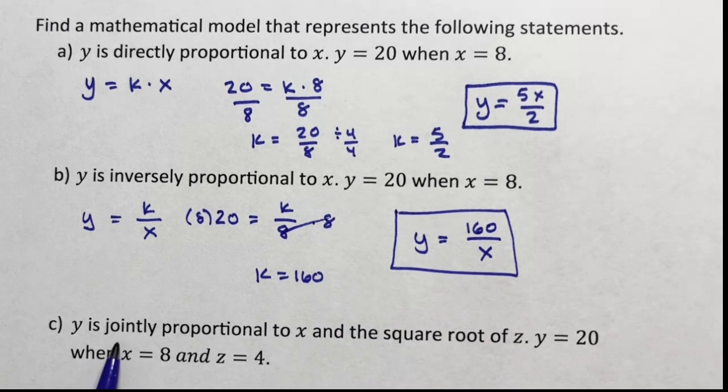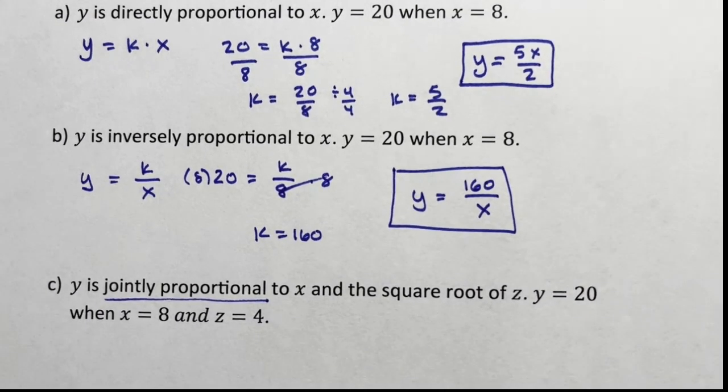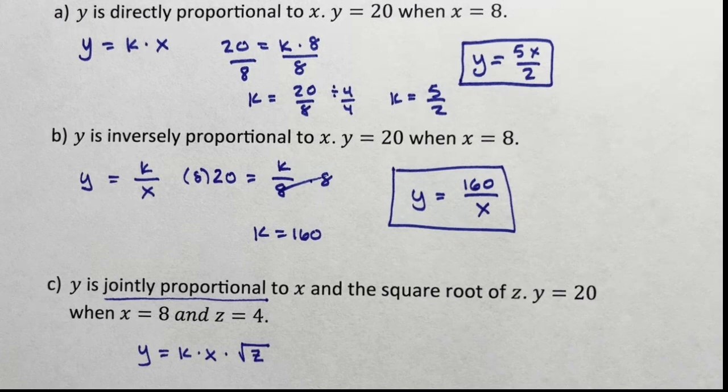Y is jointly proportional to x and the square root of z. Jointly proportional is the same as directly proportional with more variables on the right-hand side. So if we can do directly proportional, we can do jointly proportional. If it is jointly proportional, there's more people on the elevator. X is on the elevator, as is the square root of z. That's all. Jointly proportional, more things on, more people, more variables, more items on that elevator together.